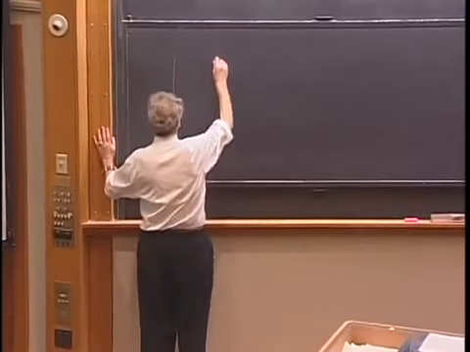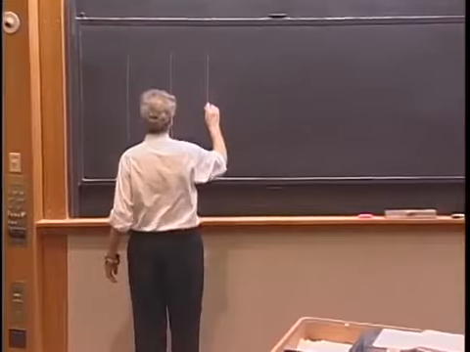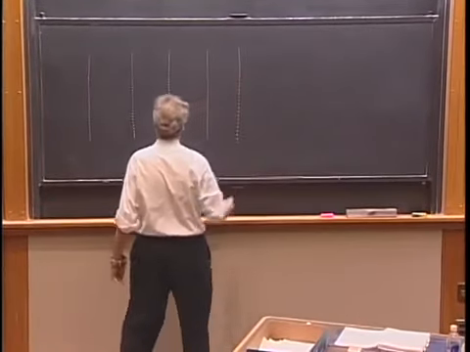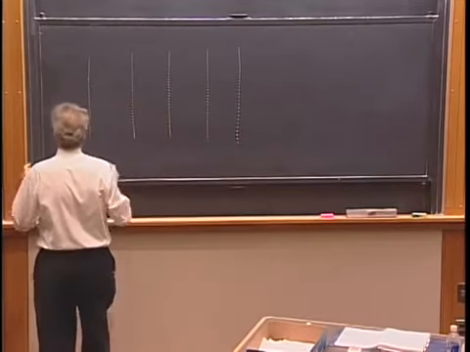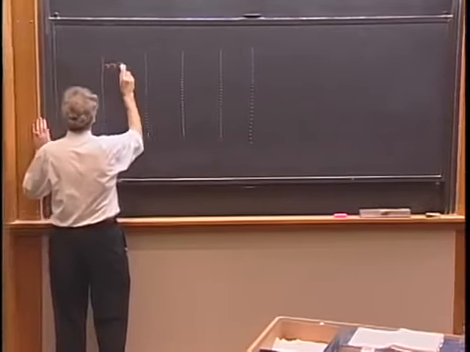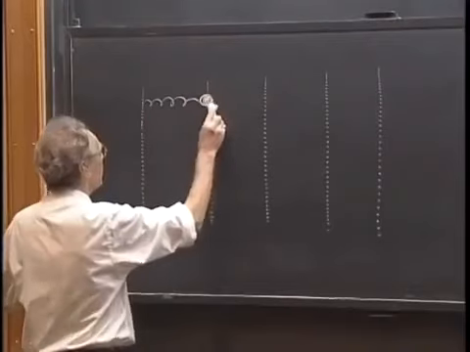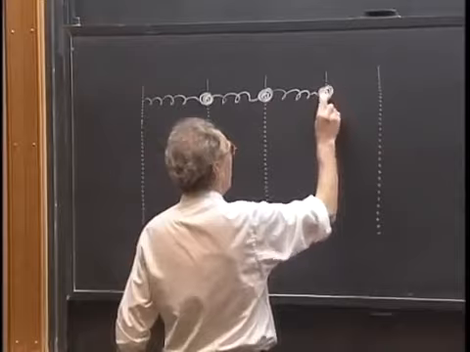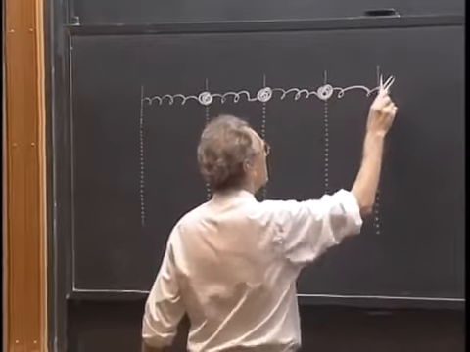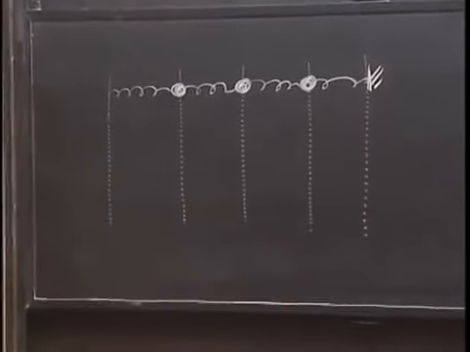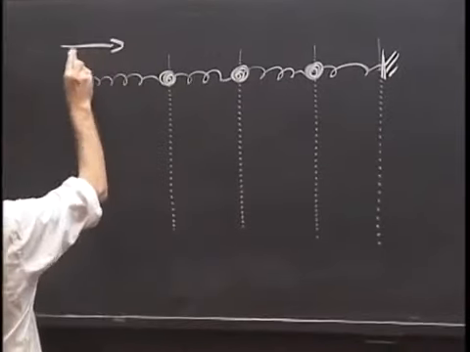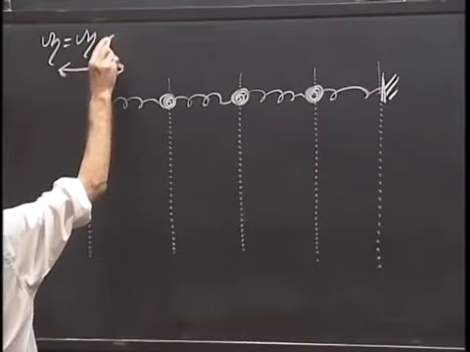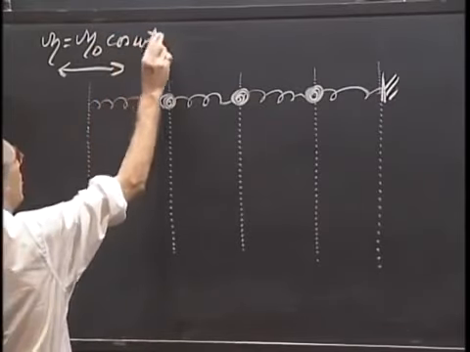1, 2, 3, 4, and this is the end. In other words, I have here a spring, and here is the first mass, second mass, third mass, and here it is fixed. And I'm going to drive it here with a displacement eta, which is eta 0 times cosine omega t.